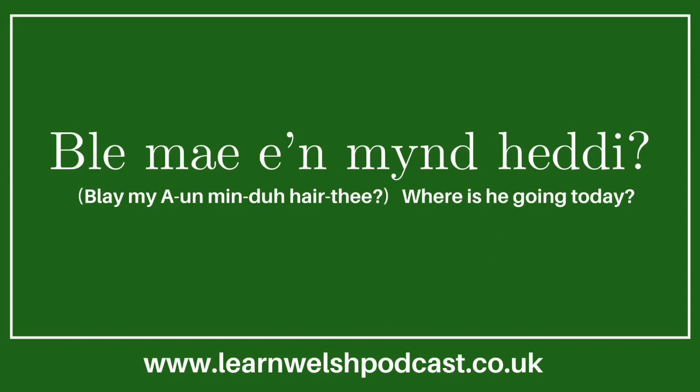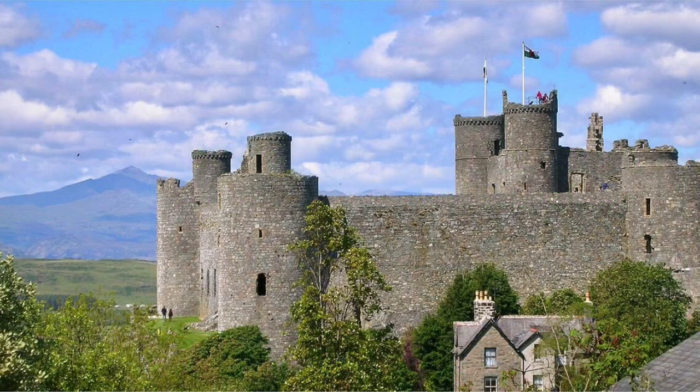Ble, where? Mae e, is he? The apostrophe N links to mynd, going. Heddi, today. Ble mae e'n mynd heddi? And you could answer that two ways. You could say, he's going somewhere, or use the person's name.